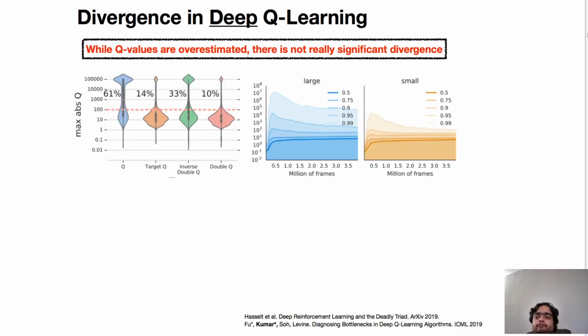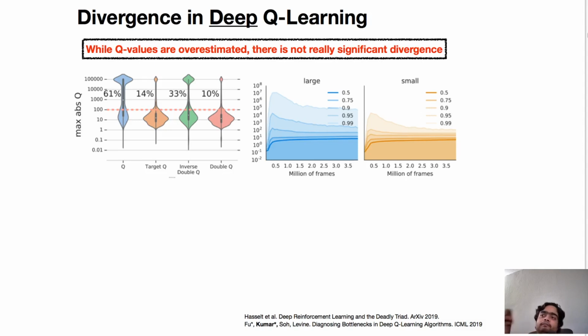For instance, in this paper from 2019, they took the suite of Atari games and trained many different algorithms, as you see here: Q-learning with regular Q functions, with target Q functions, with double Q-learning, etc. On these Atari games, on average, they plotted the magnitude of the Q values on the y-axis for the two plots that you see, and on the x-axis they plotted time, the number of frames you've seen. This is the number of samples you've seen from the environment.